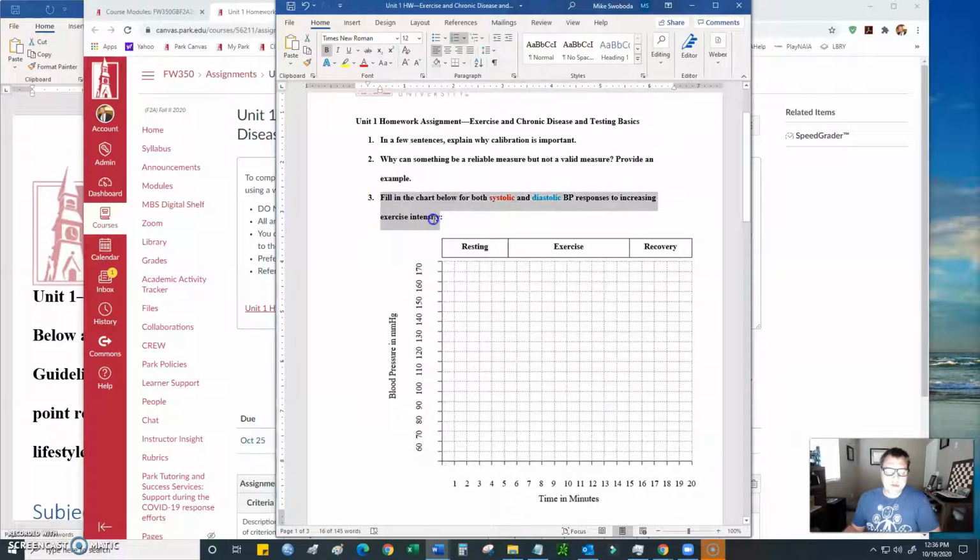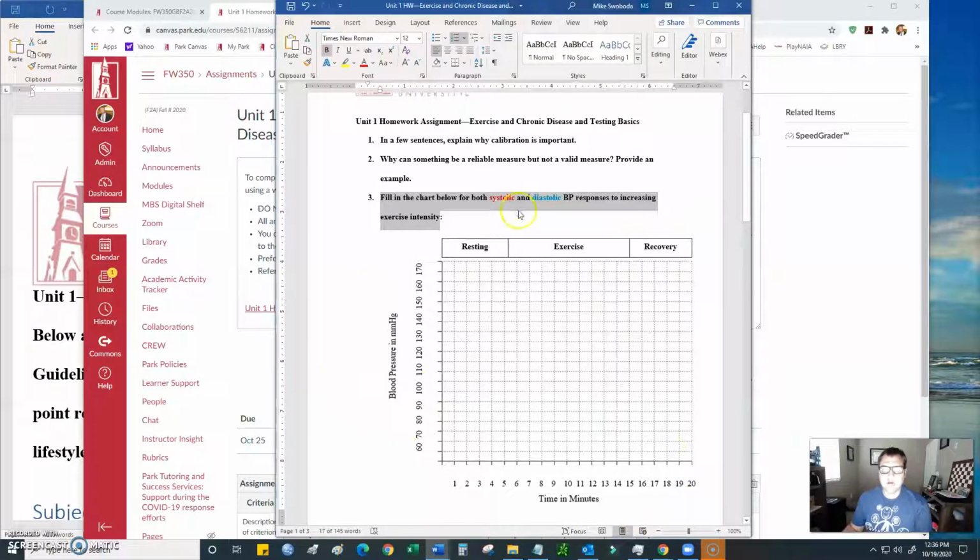And then this here, fill in the chart below for both systolic and diastolic blood pressure responses to increasing exercise intensity. So at rest, you're going to have a low intensity. At exercise, you're going to increase the intensity. And recovery, you will decrease. So the intensity should be a bell-shaped curve.